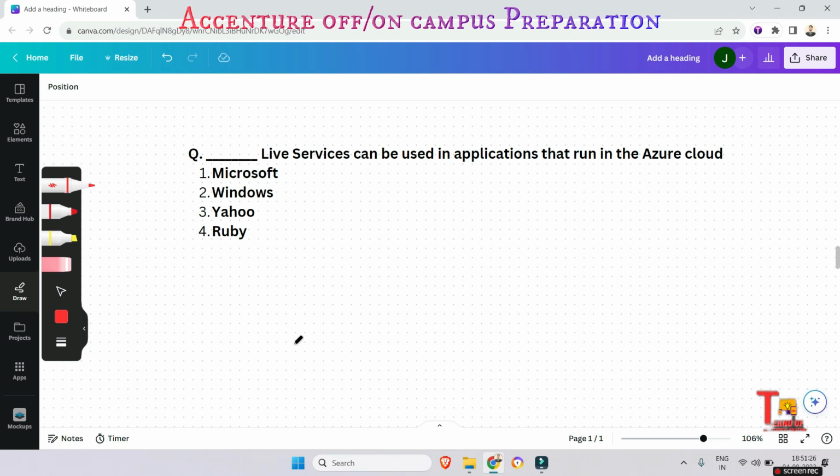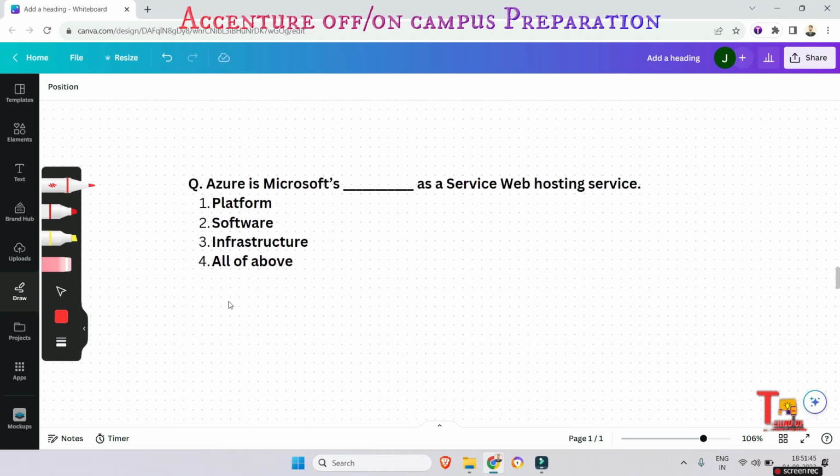Dash Live services can be used in applications that run in the Azure cloud, Microsoft, Windows, Yahoo, or Ruby. The answer is Windows. Actually, this is a very easy question, that's why I answered. So the answer will be Windows. Okay, let's go to the next question.